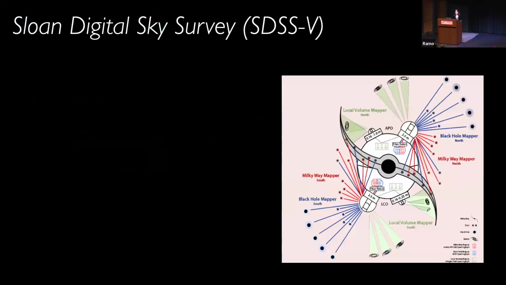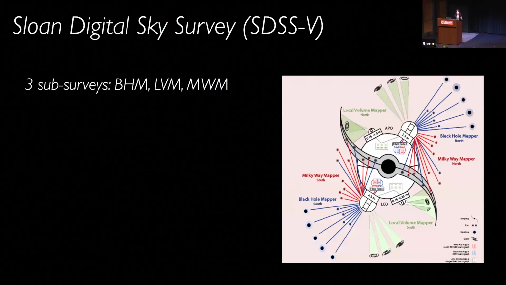So we drew our sample of M dwarfs from SDSS-5, which is the current phase of the Sloan Digital Sky Survey. SDSS-5 is essentially an all-sky spectroscopic survey that's taking optical and near-infrared spectra for over 6 million objects in our galaxy and beyond. It's composed of 3 sub-surveys: Black Hole Mapper, Local Volume Mapper, and Milky Way Mapper. And we're interested in Milky Way Mapper.